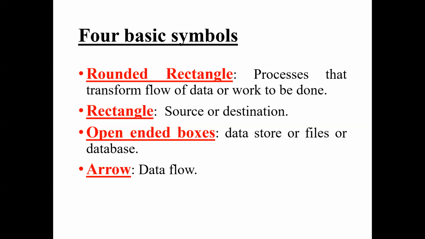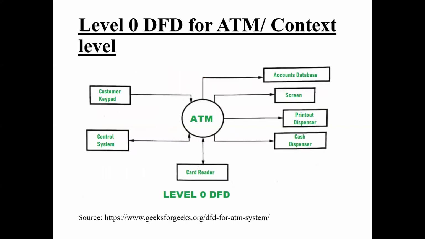So an arrow shows the flow of data, meaning in which direction the flow is going on. Now, if we talk about the levels of DFDs, there are levels 0, 1, 2. As you go deeper, the level increases.